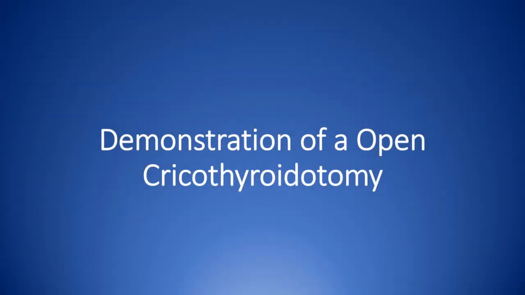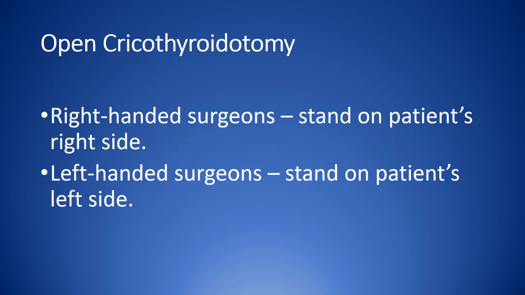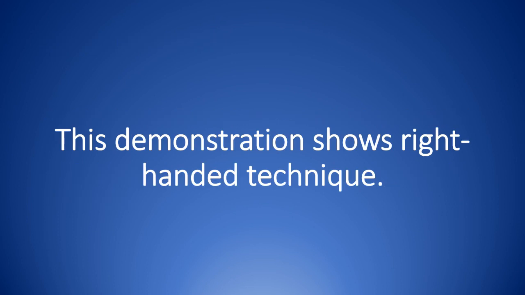At this time, we are going to demonstrate a surgical cricothyroidotomy in an adult patient. This is a two-handed procedure. If you are a right-handed surgeon, you should stand on the right side of the patient. If you are a left-handed surgeon, you should stand on the left side of the patient. I am going to demonstrate a surgical cricothyroidotomy for a right-handed surgeon.